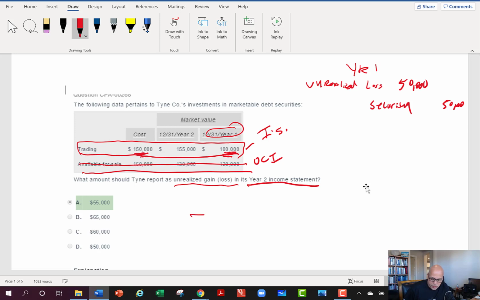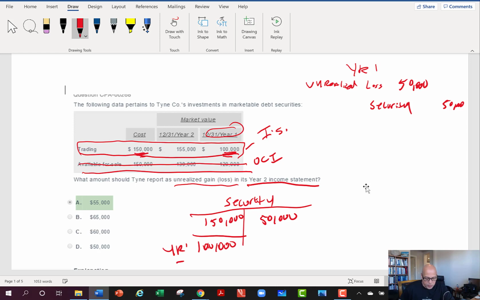Okay, so what would happen? If we just looked at the security account, it started out with the 150. I'm not going to put in the entry when I bought it. I would have debited security, credited cash. And then I just credited it for 50,000. So at the end of year one, there's a $100,000 balance sitting there, right, at the end of year one.